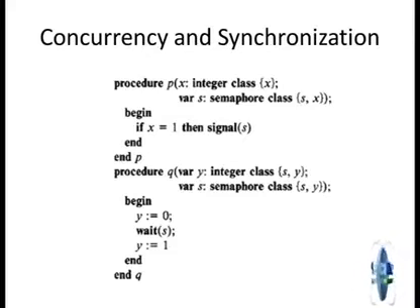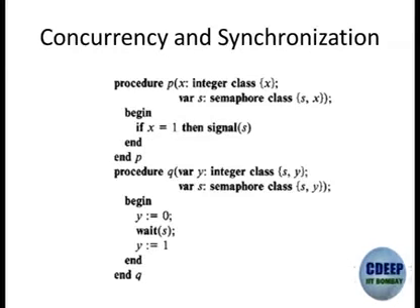Here I have a simple procedure. You can treat it as if it is even a process. One of the reasons why I have called it a procedure will become clear in the next slide. It takes as input x, an integer class, and then you have a semaphore class, which is a function of the class related to the semaphore as well as the integer class x. Now what does that say? If x equal to 1, then you signal. That means this can be reduced, that is, I can do a V of s. P and V are the operations that are allowed on a semaphore.